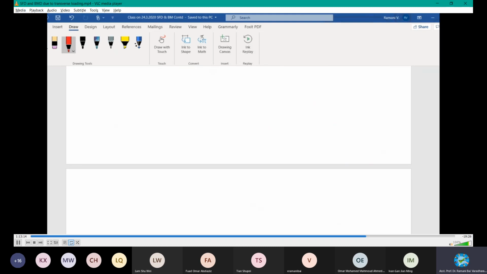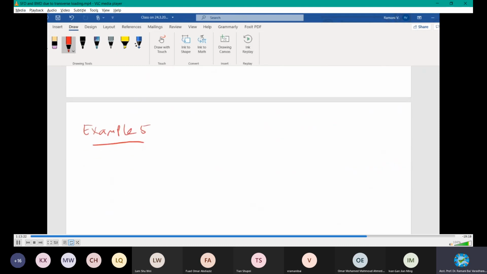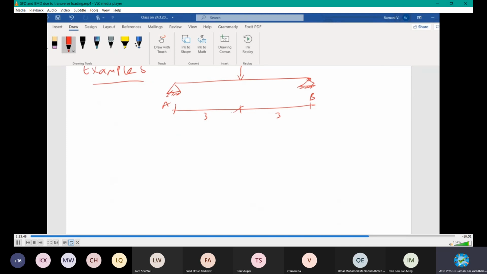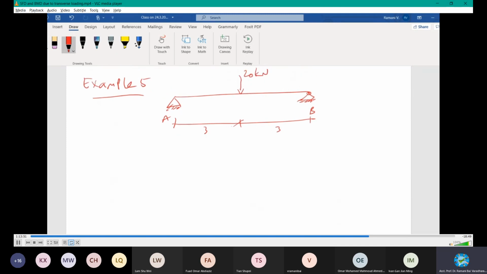Similarly, if any calculation, any values are given, you can solve. Let's take this example 5, with some value of loading in between. Replace the P with 20 kilonewton, and then a hinge support and another hinge or pin here. Take this as A and this as B. Distance as 3 and 3. We can quickly solve this, because we have ready-made equations that you know already.